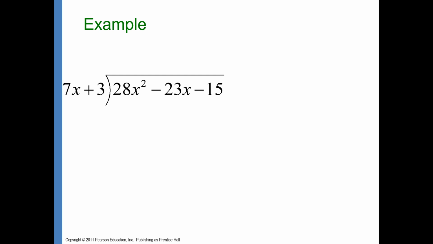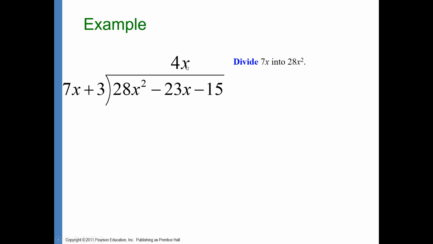Okay, so step 1, divide 7x into 28x squared. Again, only the leading terms, ignore the rest of it. So what's the answer? How many times does 7x divide into 28x squared? 4x. There you go, 4x. Everybody agree? 7 goes into 28 4 times, and x goes into x squared x times. So what do you think I do next?